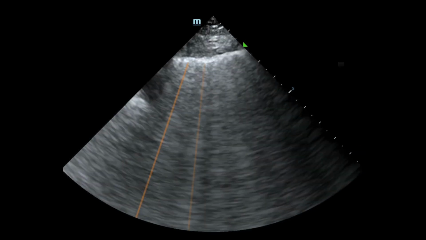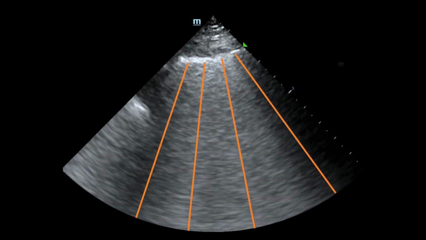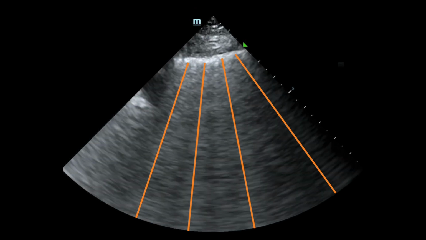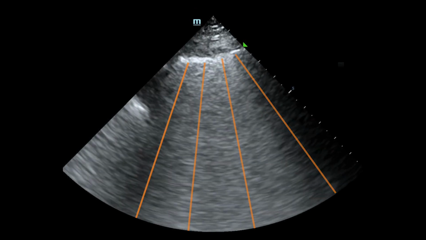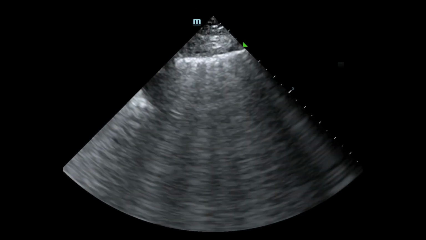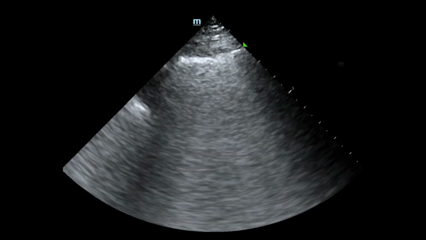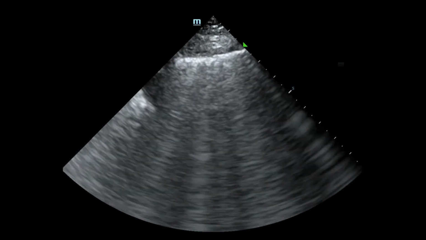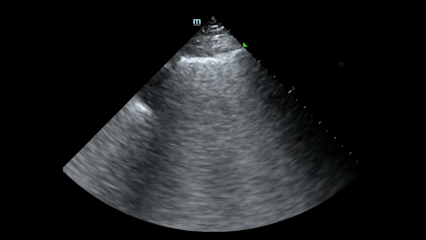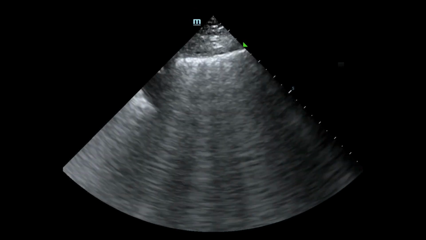Here we see a number of vertical artifacts that originate at the pleura. These are called B-lines, and we'll explore these in another video. The reason I mention them now is that pleural contact is required for their generation, so if you have B-lines, you can be sure that you don't have a pneumothorax.